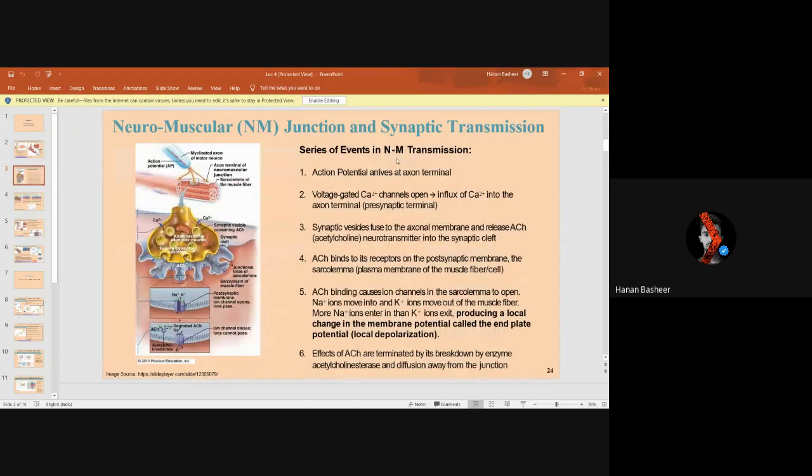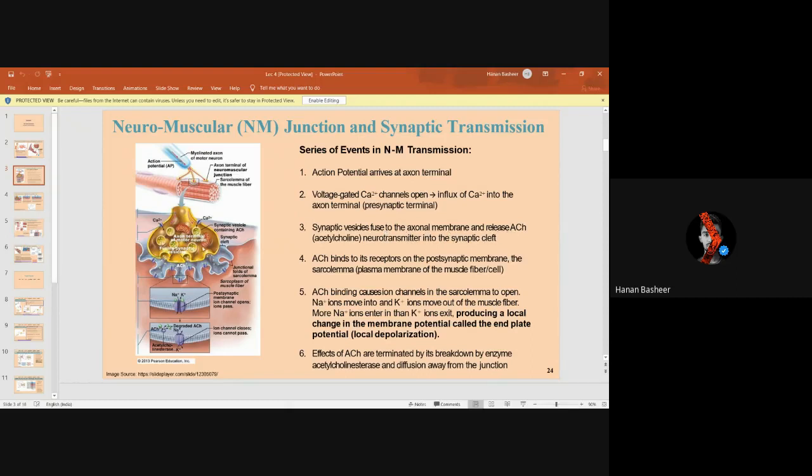A series of events in neuromuscular transmission. So, how does the transmission of signals happen? The action potential arrives at the axon terminal. So, first the terminal is depolarized. The voltage-gated Ca2+ channels open, and the Ca2+ flows inside the axon terminal. This is the presynaptic terminal. Synaptic vesicles fuse to the axonal membrane and release ACh.